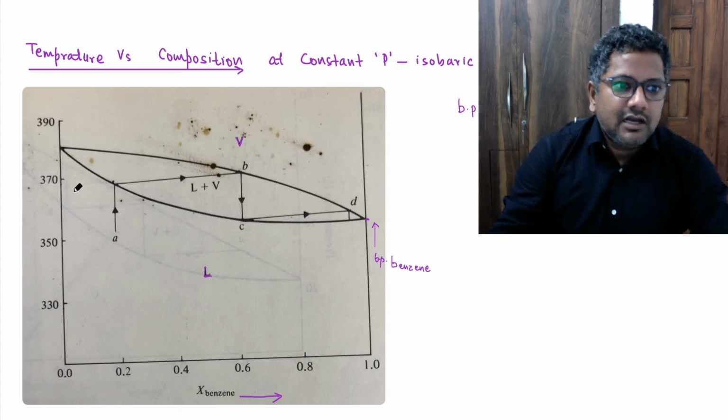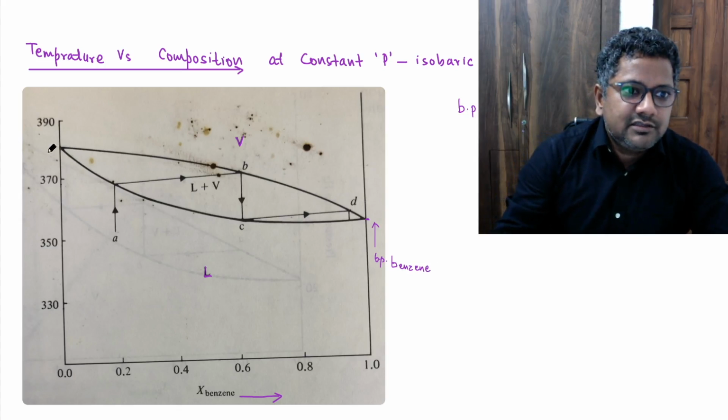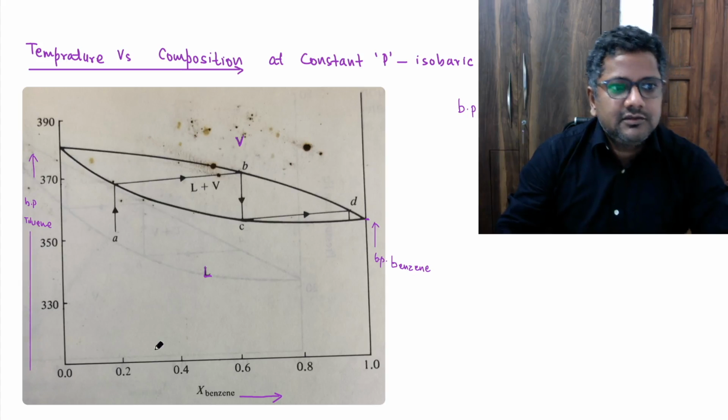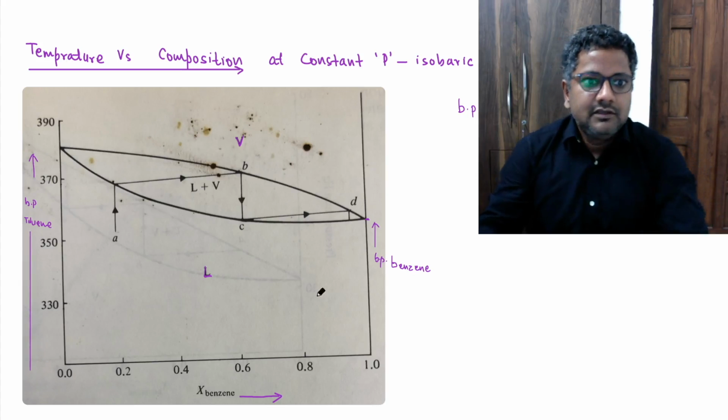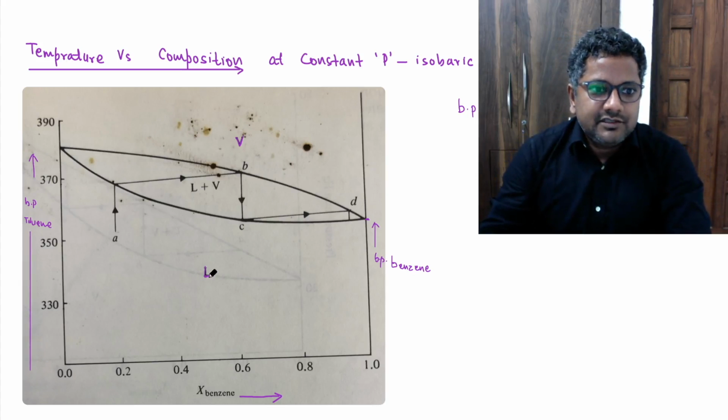Benzene, and this is the boiling point, whatever the value we will get. Boiling point of toluene, right? This is the boiling point of toluene. This is vapor phase, this is liquid plus vapor. Again we will start in the same manner.